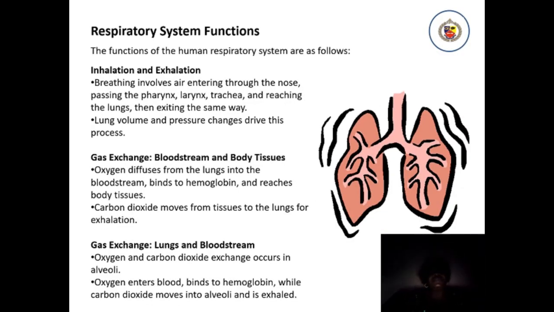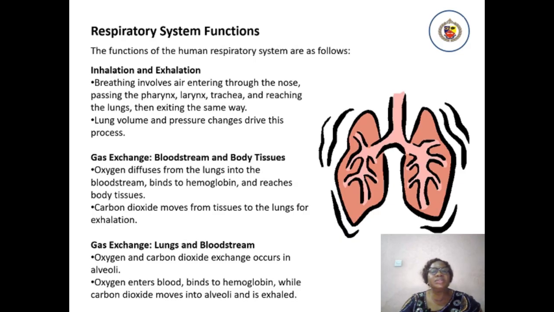Respiratory system functions. The functions of the human respiratory system are as follows: inhalation and exhalation. Breathing involves air entering through the nose, passing the pharynx, larynx, trachea and reaching the lungs, then exiting the same way. Lung volume and pressure changes drive these processes.